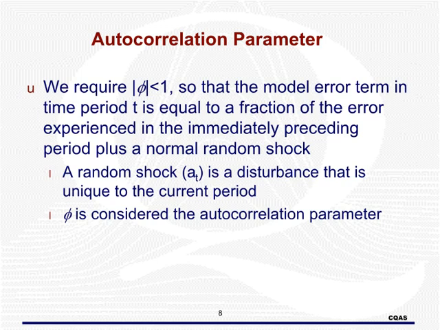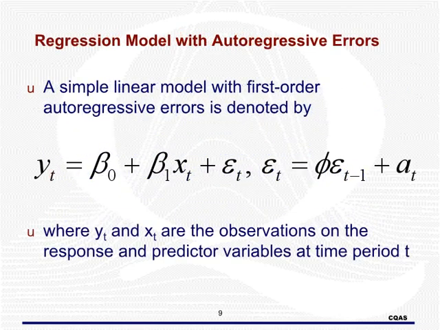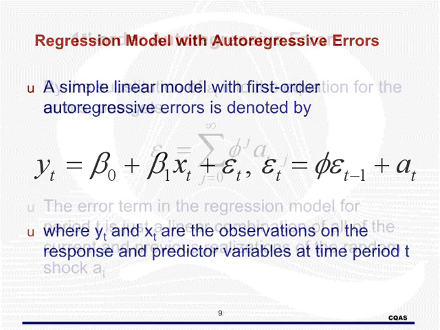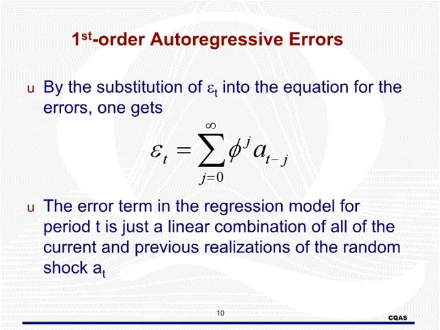We think of the random shocks in a similar manner to how we think of the error terms in a typical regression model. The regression model with autoregressive errors is just a first-order linear model with the autoregressive equation for the errors substituted in. Notice that this means that we have an additional parameter to estimate, which is the autoregressive parameter. At this point, we should also note that x_t and y_t are the observation and predictor value respectively at time period t. If we substitute the error at time t into the autoregressive equation for the errors, we get the equation for the error at time t that you see on the slide.